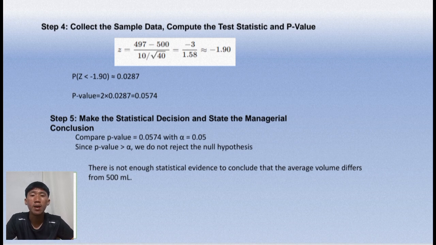0.0574. Step 5. Make the decision. We compare the p-value 0.0574 to alpha, 0.05. Since 0.0574 is greater than 0.05, we do not reject the null hypothesis. So the conclusion is there is not enough statistical evidence to say that the average bottle volume is different from 500 ml. That's how hypothesis testing using the p-value works. It helps us make decisions based on data, and in this case, we do not have strong enough evidence to prove that the company's bottles are off from their claimed average.